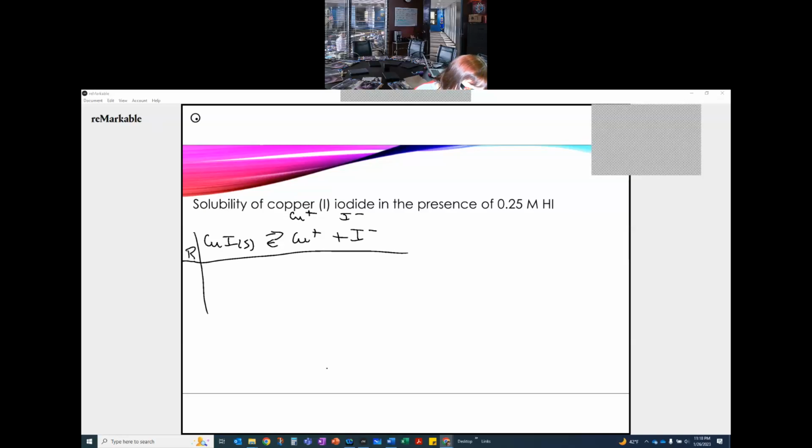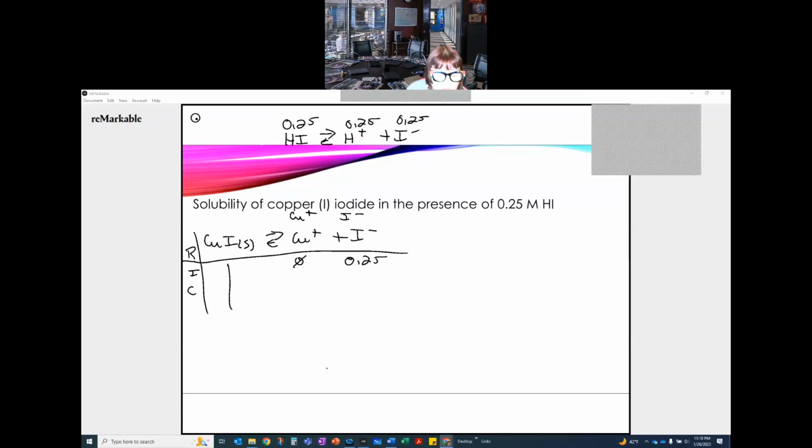Of course, that's my R. My I is going to be 0 for the Cu, and I is going to be 0.25. And again, HI is a strong acid, 0.25 molar is what they told me. So when that comes apart, I get H plus and I minus, both of which are 0.25. So both of those are that concentration, and that's where I get that initial concentration of I minus that I plug into my ICE stick.